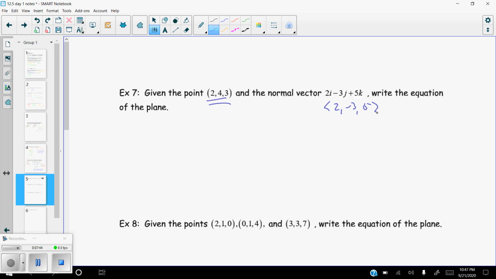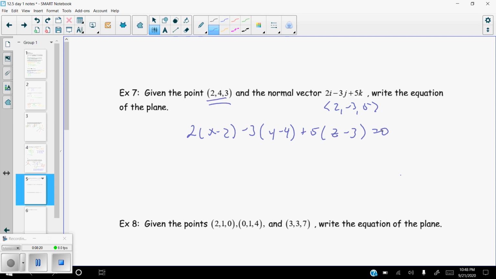So I'm going to write the equation of the plane, which is 2, that's a, times x minus 2, that comes from the point, plus, well in this case minus 3, that's from the vector, times y minus 4, that's from the point. And then plus 5 coming from the normal vector times z minus 3 equals 0. That's the equation of the plane.